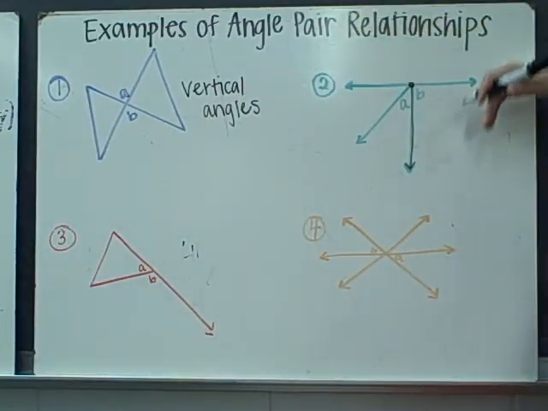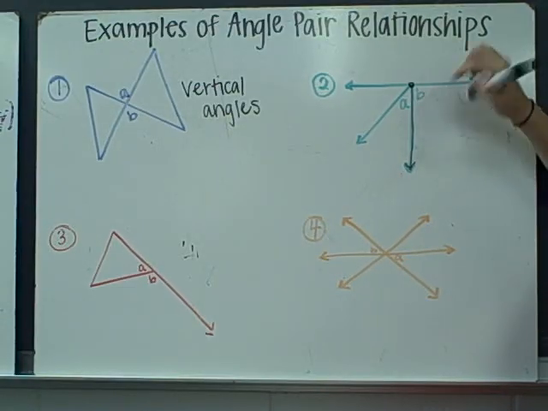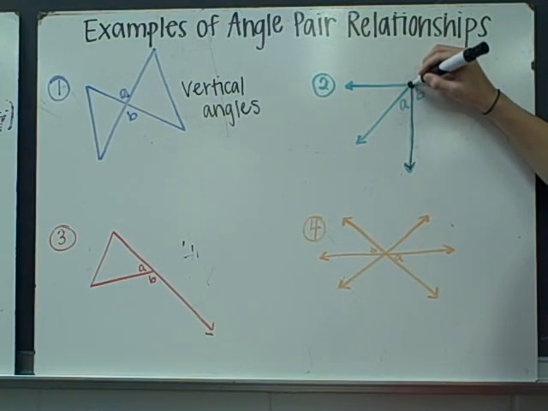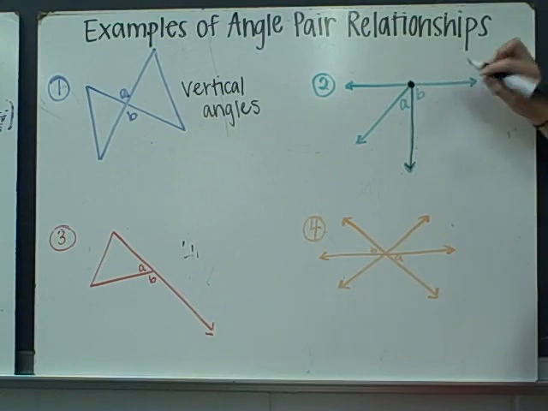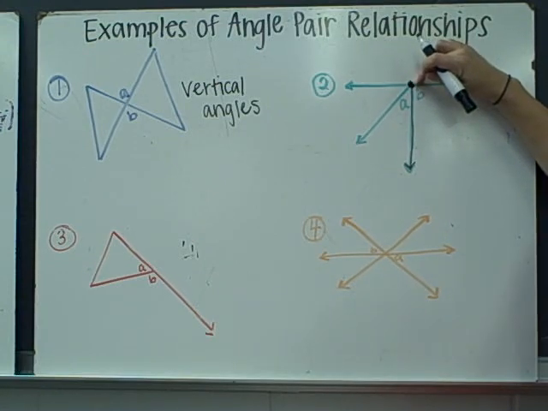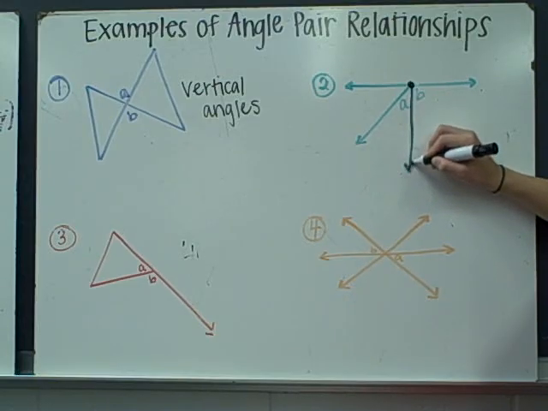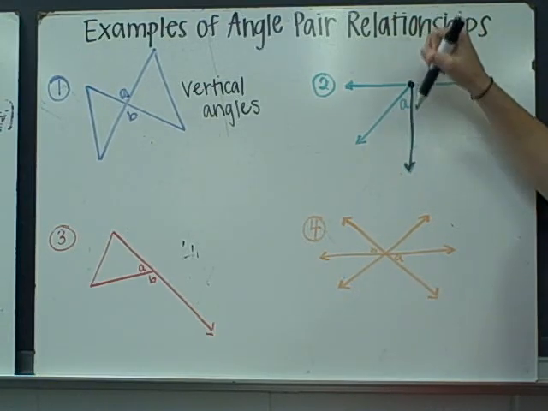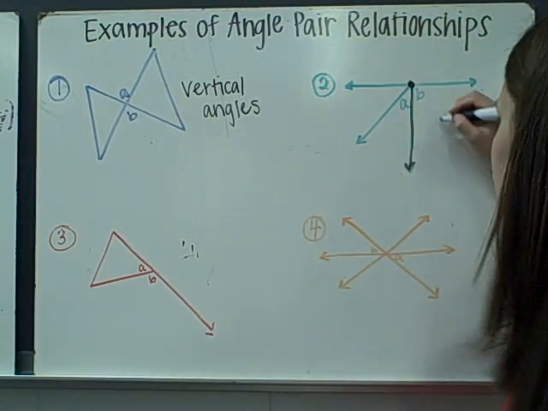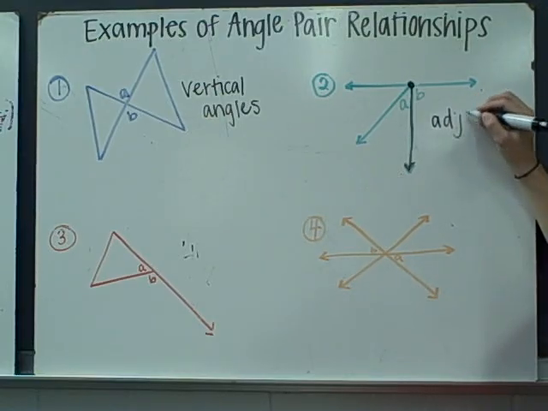If you look at number 2, we have A and B, and what you should notice is this angle A and angle B both share this point or this vertex, and they also share this ray. So when they share a vertex and a ray, that is the definition of adjacent angles.